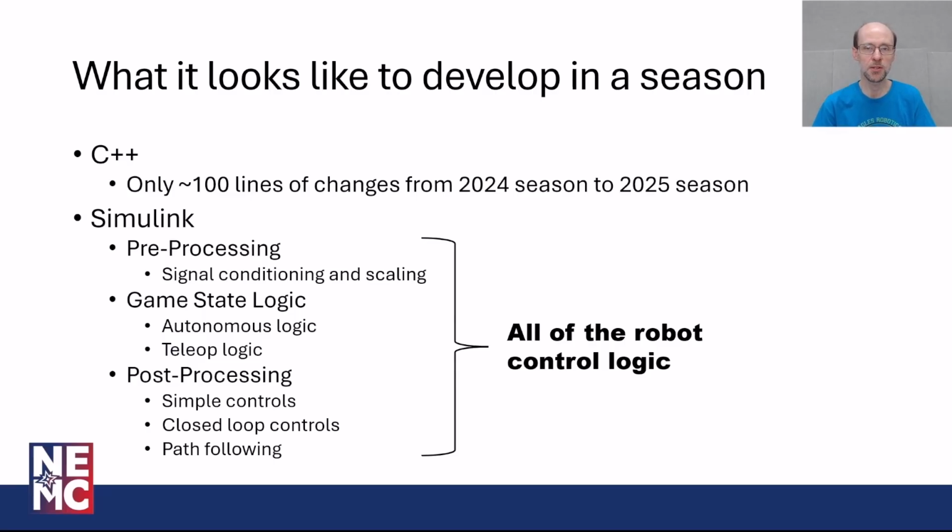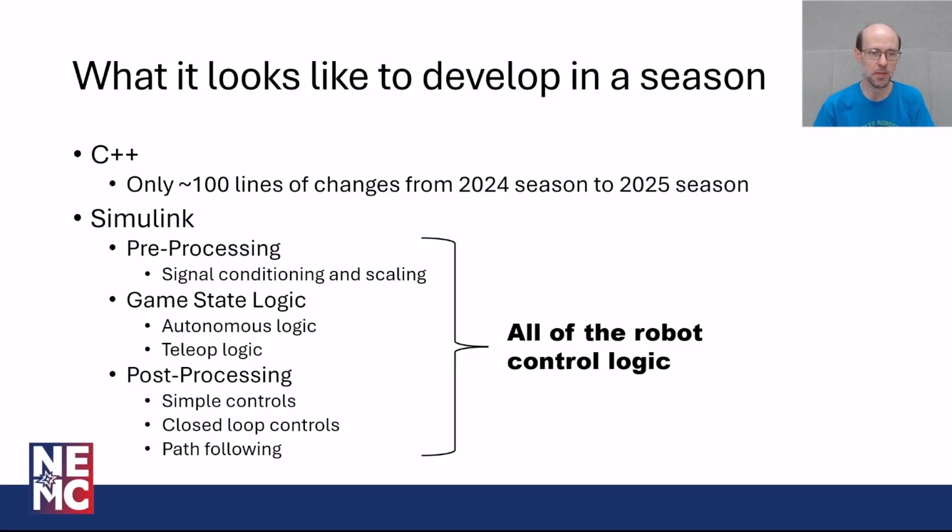All right, so what does it look like to develop in a season? We have two parts. We have our C++ code, and from season to season, for example, from 24 to 25, there are only about 100 lines of changes that we've made in C++. The majority of our work was in Simulink.